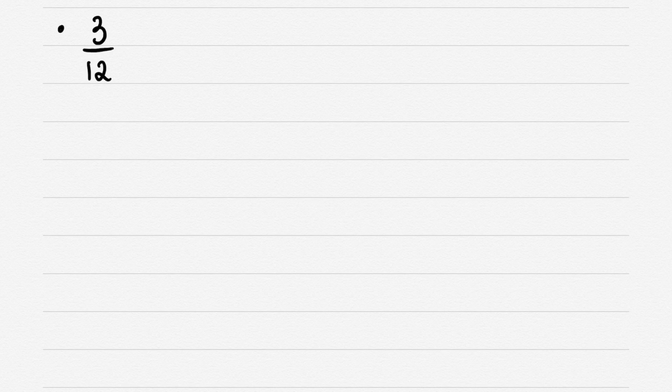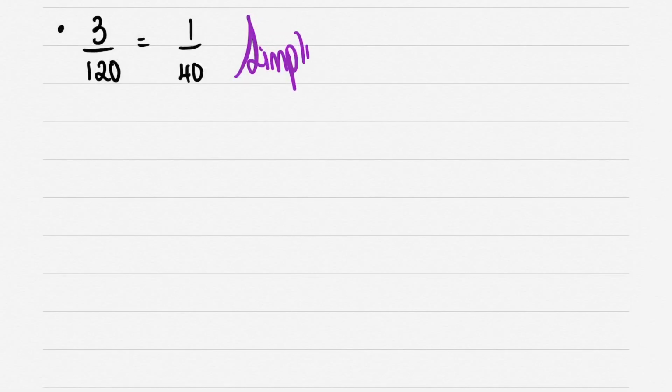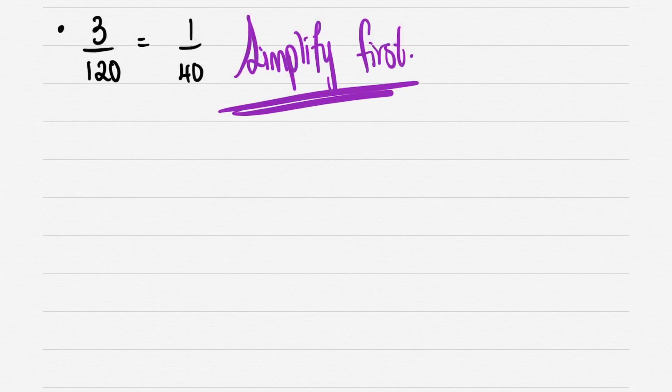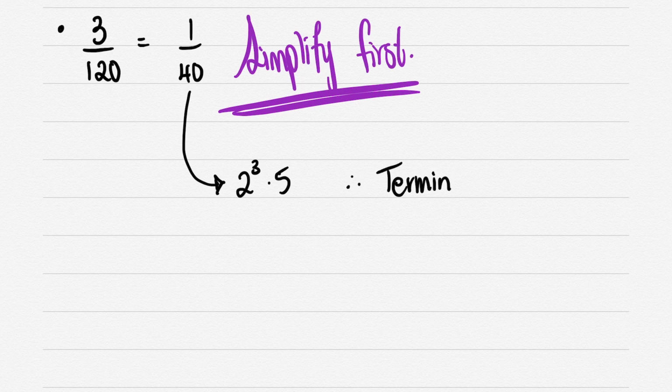We have 3 over 120. Let's do our prime factors of 120. Well, first let's simplify. So let's say 120 divided by 3 gives you 40, and 3 divided by 3 gives you 1. So that's our simplification sorted out. What are the prime factors of 40? Let's do our ladder method. So we have 2 cubed times 5. Therefore, terminating, as according to our rule.